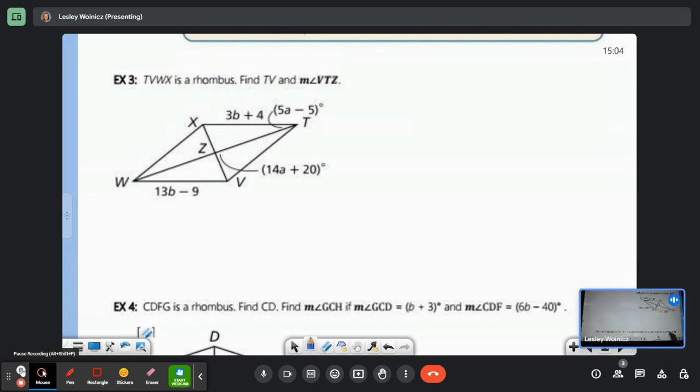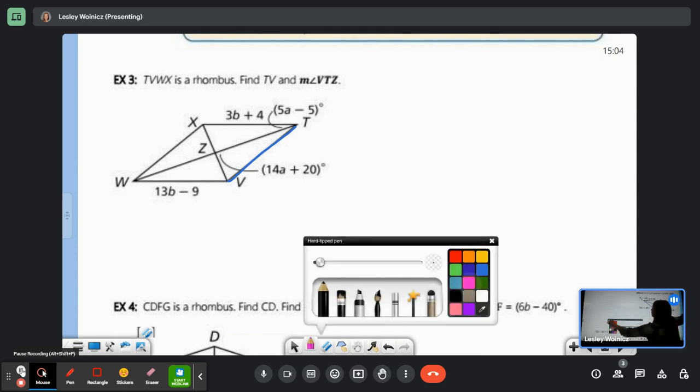We're finding TV. And we're finding the measure of angle VTZ. VTZ, this one.